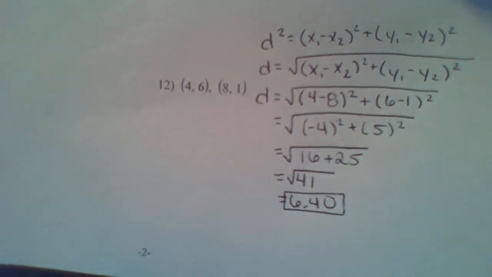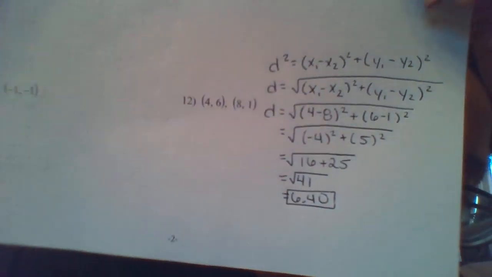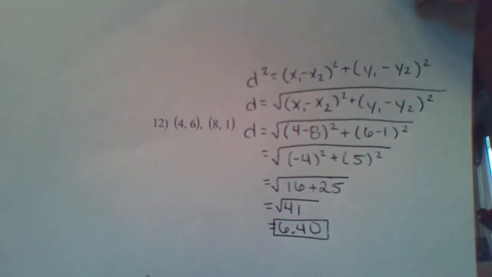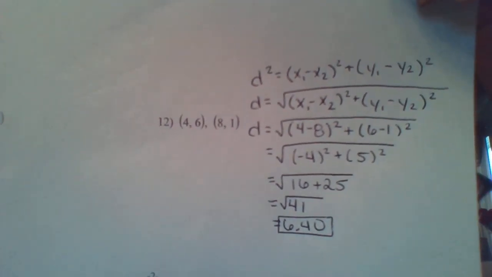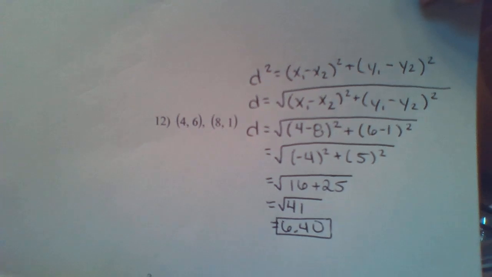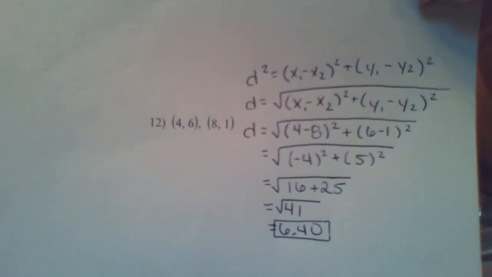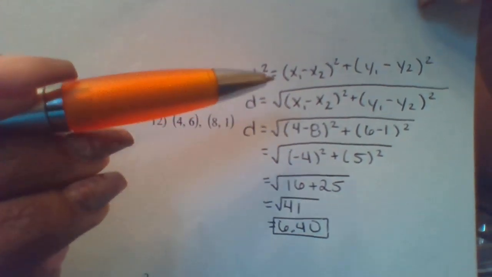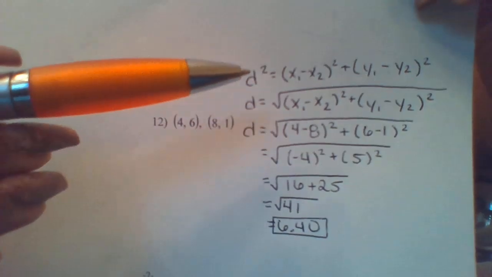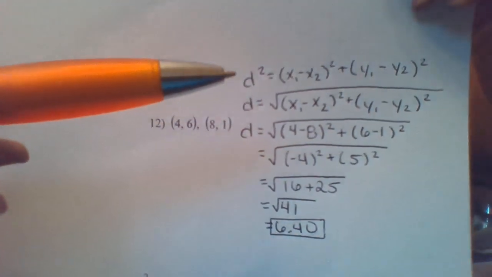Problem 12, I don't give you a picture, I just give you 2 points. When you are given 2 points, you are still using the same process involving the Pythagorean theorem. However, you have to use a more formula-based approach, usually, unless you can visualize what's going on. So we're still using the Pythagorean theorem.